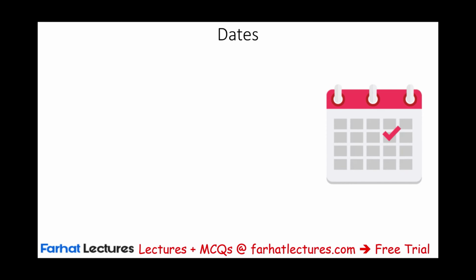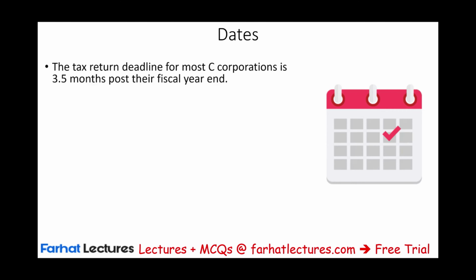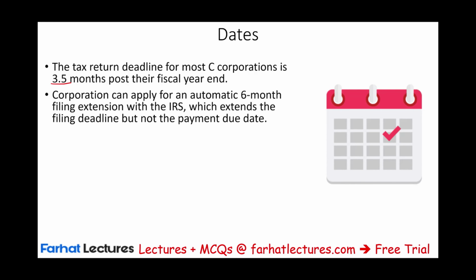The first thing we are going to discuss is dates, because you need to be familiar with the dates. The tax return deadline for a C corporation is 3.5 months post their fiscal year end. So if you're a calendar year, December 31st, that'll be April 15th. Otherwise, 3.5 months. However, a corporation can apply for an automatic 6-month extension which extends the filing deadline, but not the payment. So if you do file for an extension, you are allowed to do so. That's fine. They're going to give you 6 additional months. However, you still have to make the payment. So you make the payment when you file the extension.